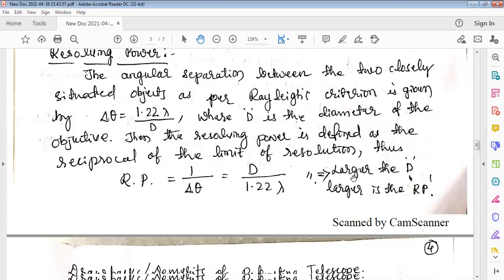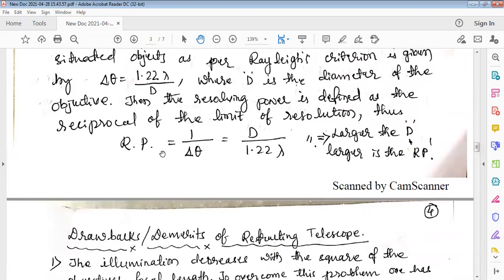So the resolving power is equal to 1 divided by delta theta, and this is equal to capital D divided by 1.22 lambda. From this equation, it is very clear that in order to increase the resolving power, we have to increase the diameter of the objective or decrease the wavelength. So this is one way.